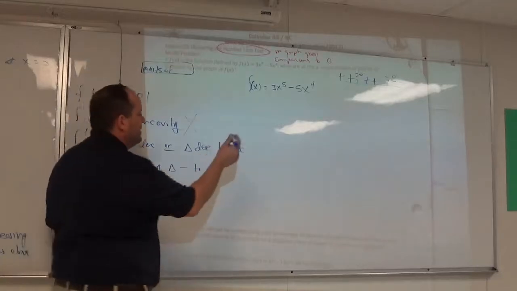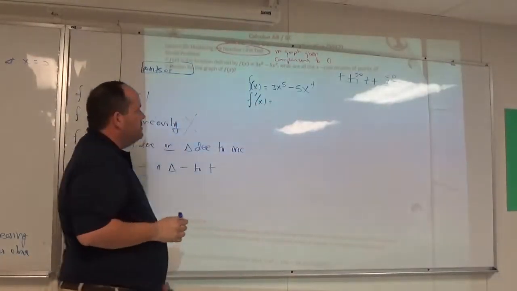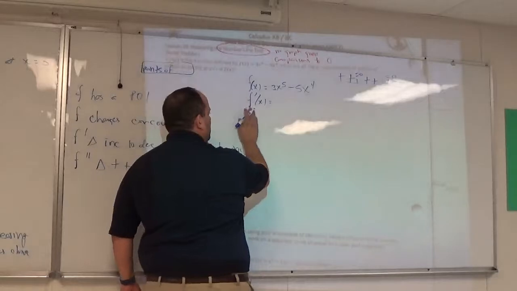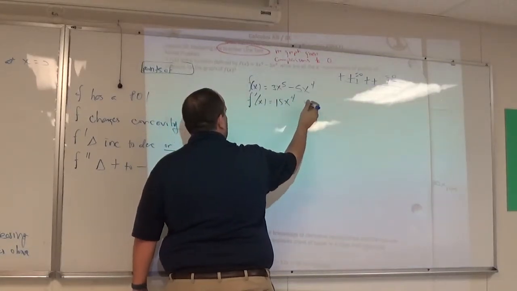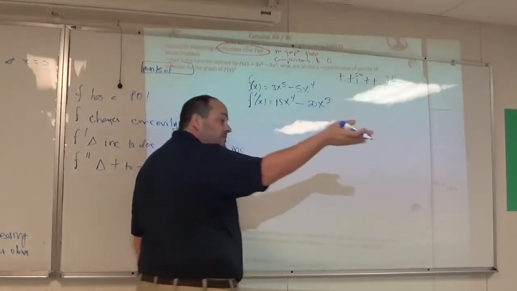Yes. Take 3 seconds. Go get me f prime. Don't call it out. So get me f prime. Make sure you know how to find f prime. Pedro, this one's coming your way. Pedro, what you got for f prime? 15x to the 4th power minus 20x. Perfect. Now we've got f prime.